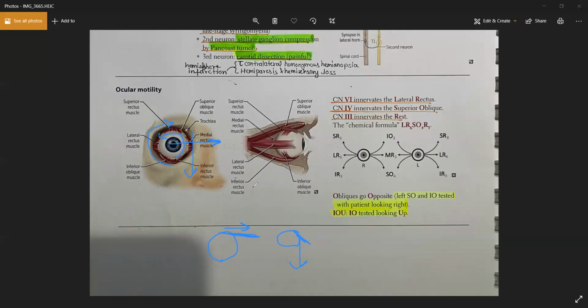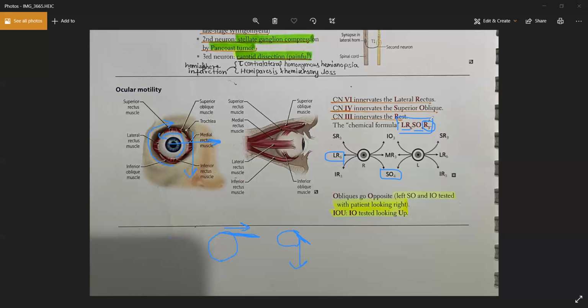Now, most of the muscles are given by the third cranial nerve. Only the lateral rectus is given by the sixth nerve. And the superior oblique is given by the fourth nerve. You can remember this by the mnemonic LR6, SO4, and R3. The superior oblique is given by the fourth nerve, the lateral rectus is given by the sixth nerve, and the rest of the muscles are given by the third nerve. So LR6, SO4, and the rest all are 3.